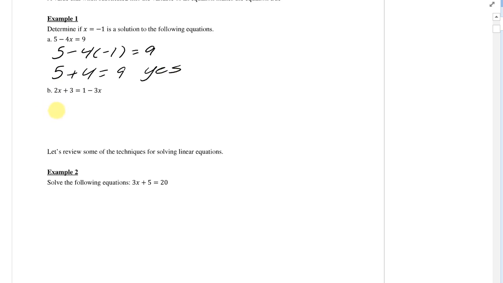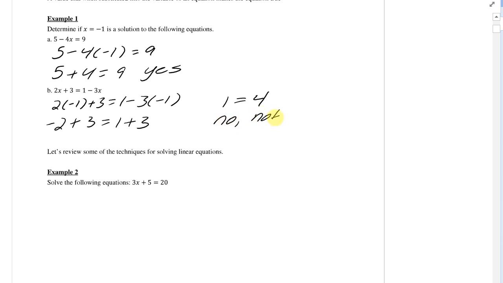And then for the next one, this will be 2 times -1 plus 3 equals 1 minus 3 times -1. So this becomes -2 plus 3 equals 1 plus 3. So in the end, this becomes 1 equals 4. And so ultimately what you get is no, this is not a solution.